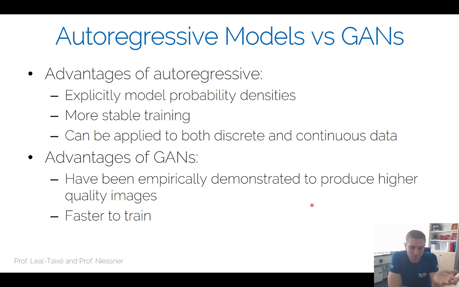The advantages of GANs: empirically, people think they can produce higher quality images. The community is developing in certain ways, sometimes these are a bit better, sometimes those. It is indeed true that GANs currently produce better results. They're also faster to train, but they're much more difficult to train. So this is kind of the pros and the caveats of these models.